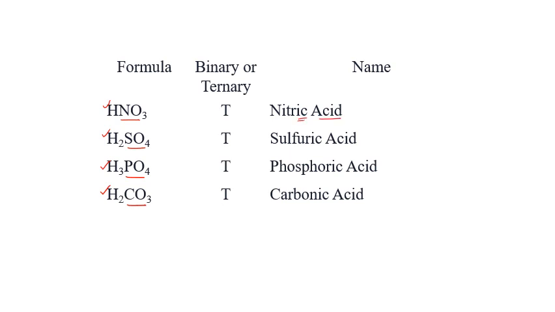So ic acid. And this is the sulfate ion. So we have to start with the sulf. So sulfuric acid. This is a little different. So remember this one, sulfuric acid. So this is phosphate.